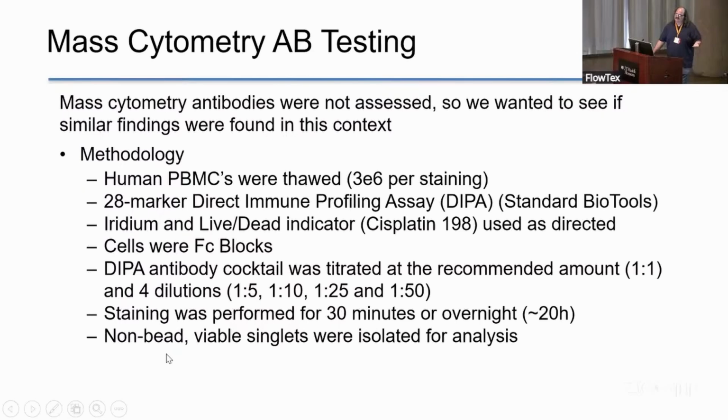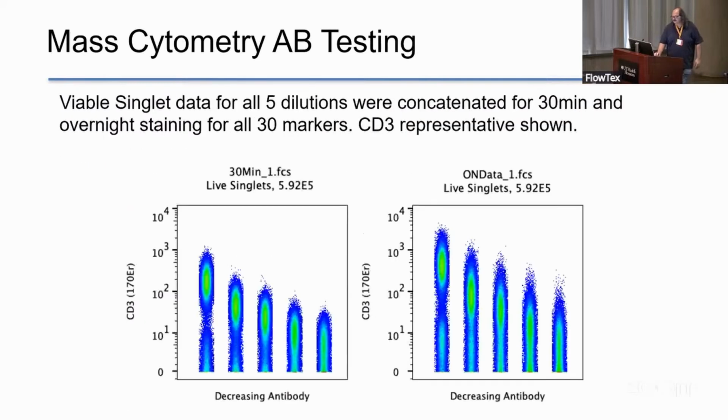The pre-data processing I did for that was essentially, we had normalization beads in mass cytometry. I removed those from the data, and then I got us down to viable singlets. And then we did the analysis. Now, there are 30 markers in here, but I'm going to try to speed through this.